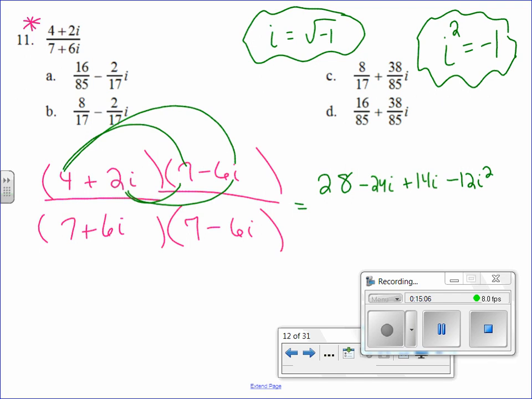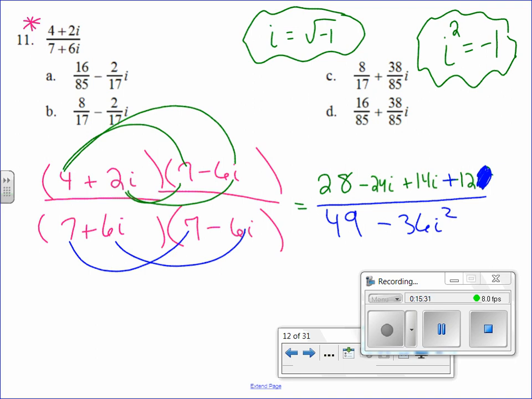Whenever you see it, when I would do this in class, I'd go whoop, whoop, whoop. What's that alarm mean? That alarm means you want to replace all i squareds you see with a -1. So that'll make that a positive 12 at the end. I'll go ahead and do the bottom before I combine all my like terms. 7 times 7 is 49. And 6i and -6i, and -36i squared. Whoop, whoop, whoop. What's that alarm? Got to replace that i squared with a -1, making it a positive 36.